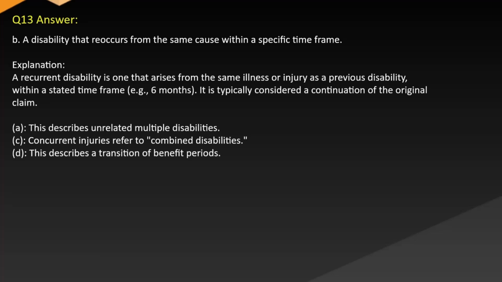A. This describes unrelated multiple disabilities. C. Concurrent injuries refer to combined disabilities. D. This describes a transition of benefit periods.